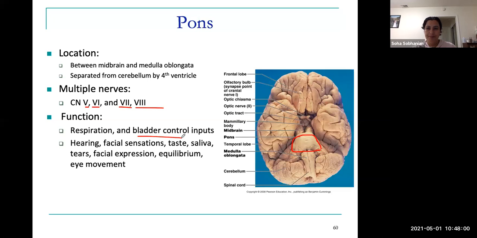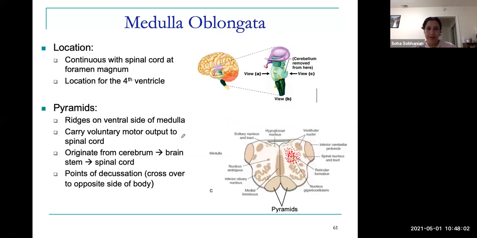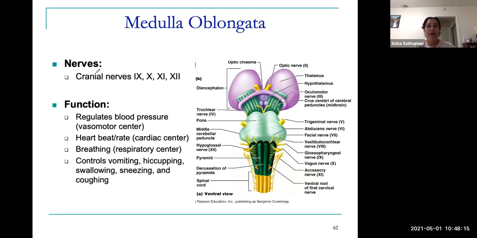And then the last part that we have, which is the last part of the brain stem, is the medulla oblongata. I'm going to skip this slide and come back. The medulla oblongata is connected to cranial nerves number 9, 10, 11, and 12. So numbers 9 through 12 are connected to the medulla oblongata.